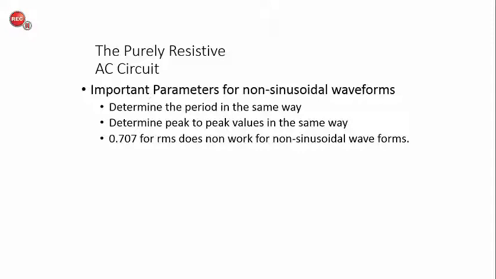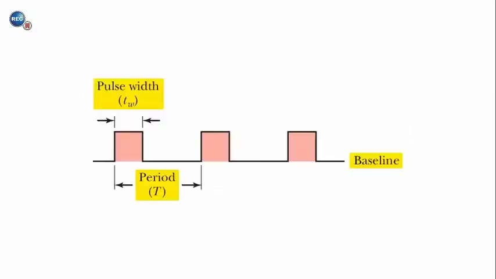But we cannot use 0.707 times the peak value to find the RMS value. That will not work. That only works for sine waves. It does not work for any other kind of wave. So 0.707 is for sine waves only.